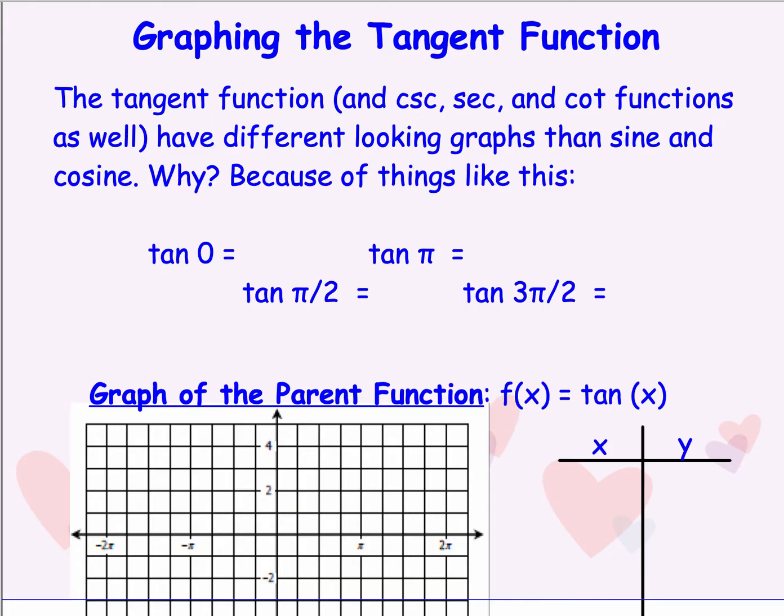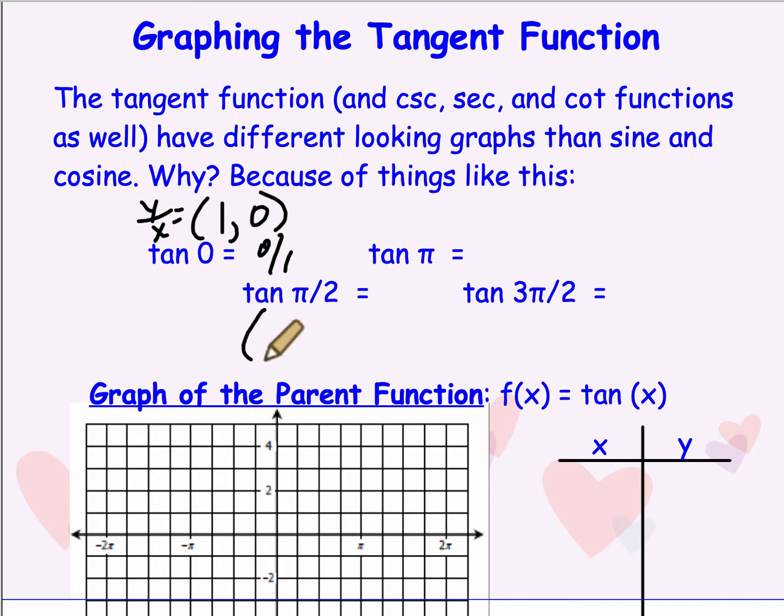So in this lesson, we're going to look at graphing the tangent function. The tangent function has a different look than sine and cosine, and it's because of stuff like this. If I did the tangent of 0, I know that on the unit circle the coordinates are (1, 0), and tangent is the ratio of sine over cosine, or y over x, so I get 0 over 1.